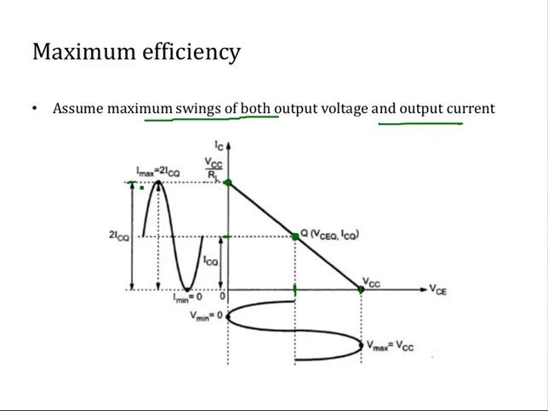So this value from here to here will be 2 ICQ, and from here to here it will be VCC. Now we are assuming that current is swinging to its maximum and voltage is also swinging to its maximum. That is, the maximum power is taken as output. Which means under this condition you will get the maximum efficiency of this particular power amplifier.